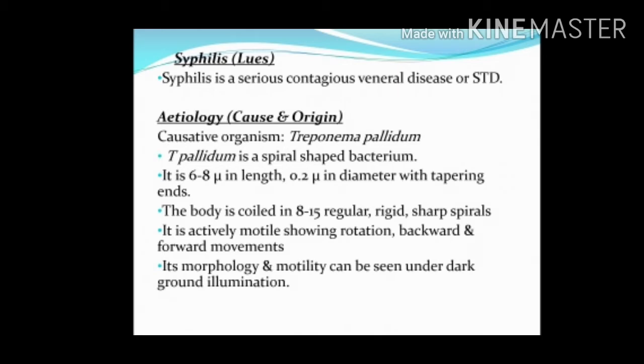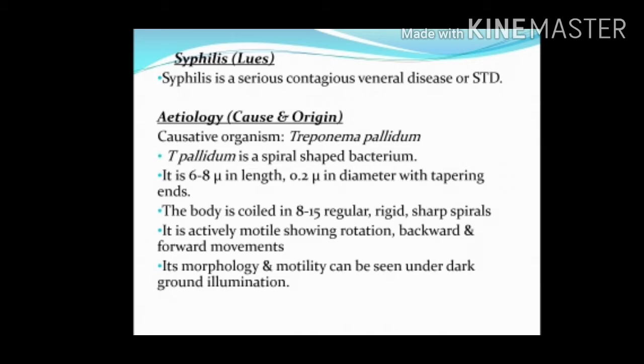And the causative organism for syphilis is a bacteria. The name of the bacteria is Treponema pallidum. So, the causative organism is Treponema pallidum. It is a spiral shaped bacterium. Spiral means it just looks like a spring. It has the structure of a spring.